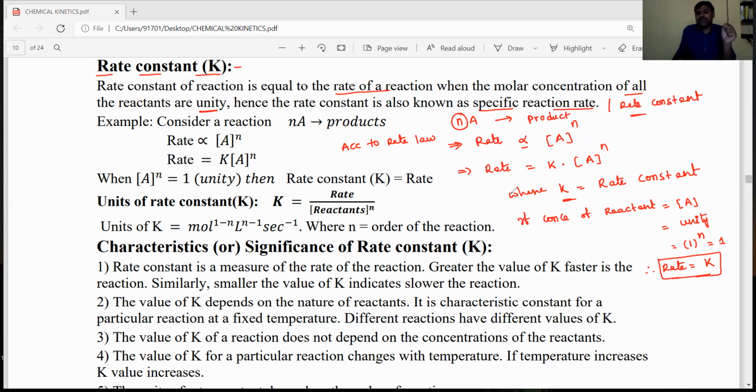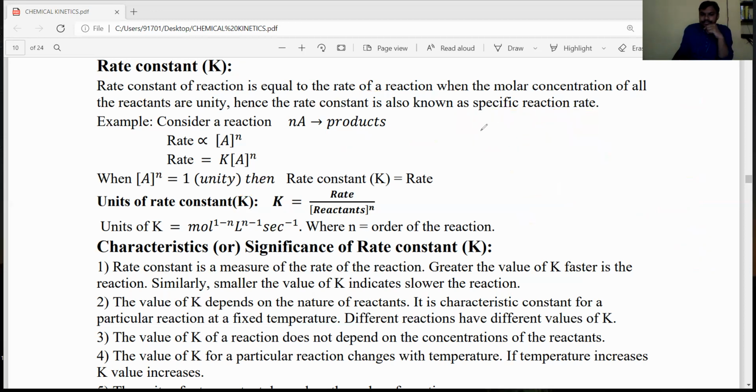Now we need to derive the units for the rate constant. Okay, let's see, dear students. It's very clear. We already know that the rate is equal to K times the concentration of reactant A, raised to some power n, where n is called the order of reaction. We will discuss the n values, and what order is, in the next class.